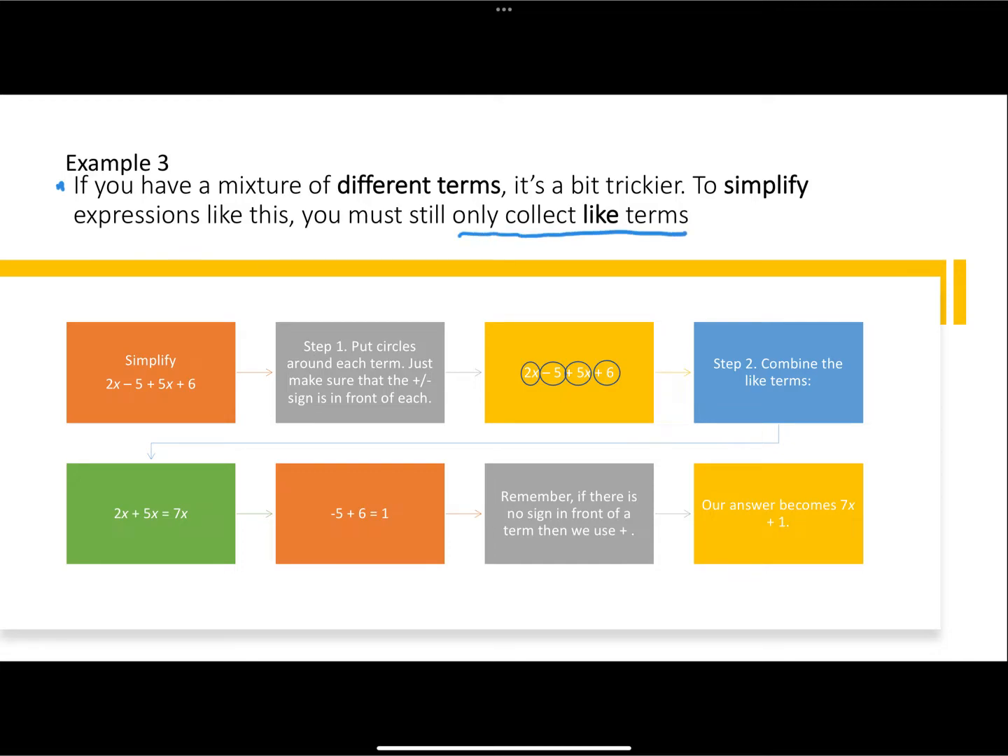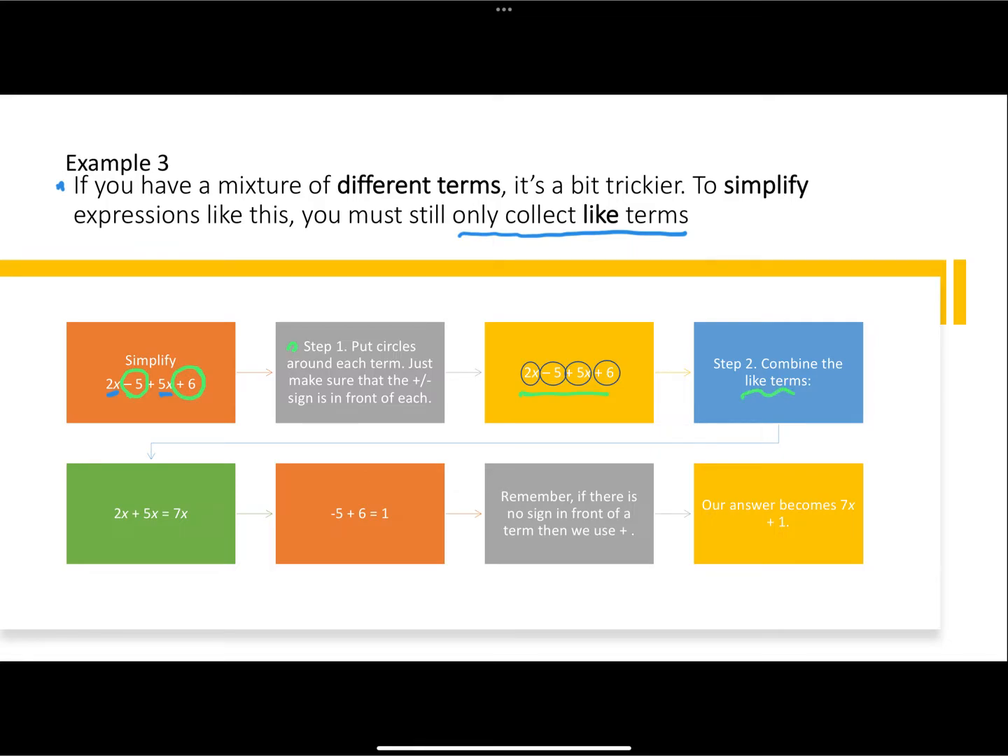So if we have a look at this one, I've got some x's. There's an x and an x. And I've got some constants. And notice that I'm circling the operation in front of them, the plus or the minus. So step 1 says, put circles around each term, just make sure that the plus and the minus sign is in front of each one. And we can see that there.